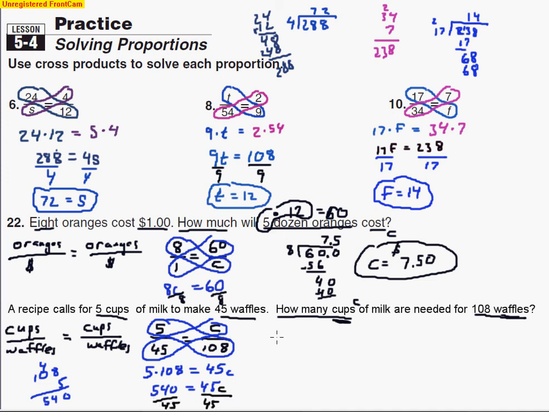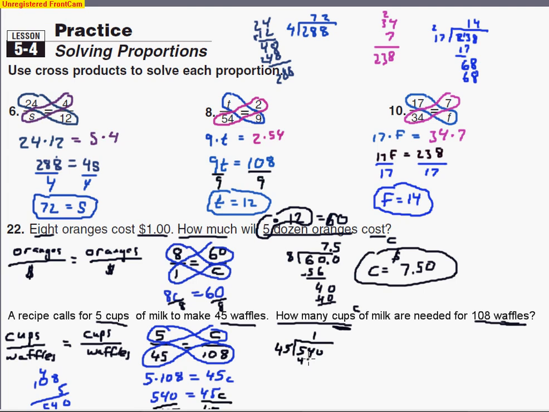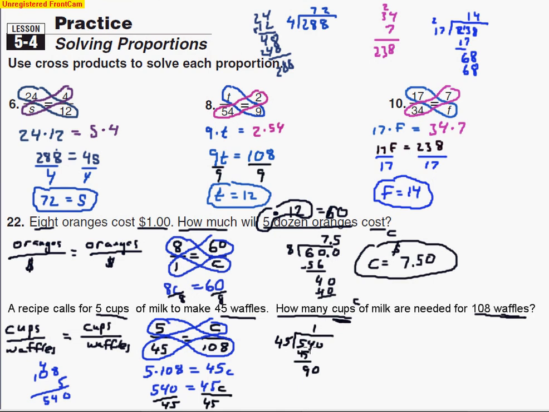Here we go, we have to set up another problem. 45 into 540. It goes in there one time, and that leaves me with 9 left over. So 90. How many times does 45 go into 90? It goes in evenly, twice. That makes exactly 90. So it goes in 12 times. So C equals 12. What are we talking about here? Cups. So there is our answer: 12 cups for 108 waffles. Those are some of the problems you'll see on Chapter 5, Section 4 in the Practice Workbook.